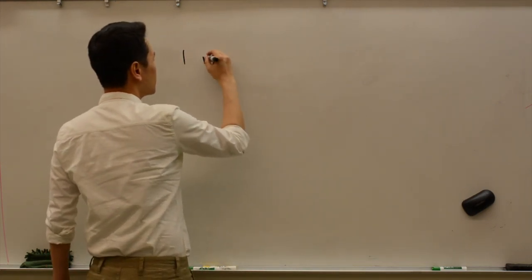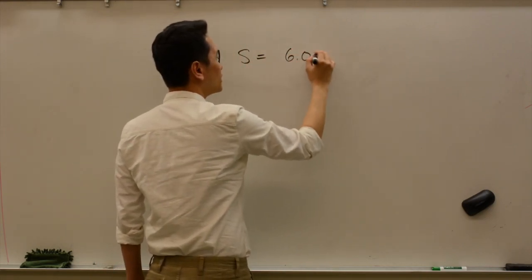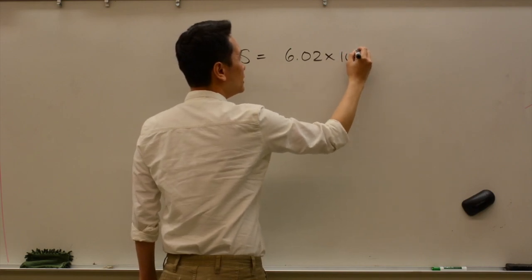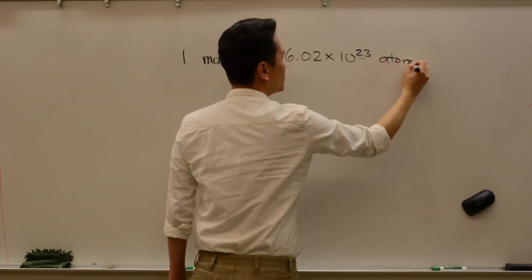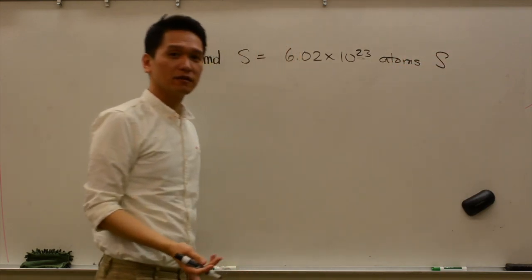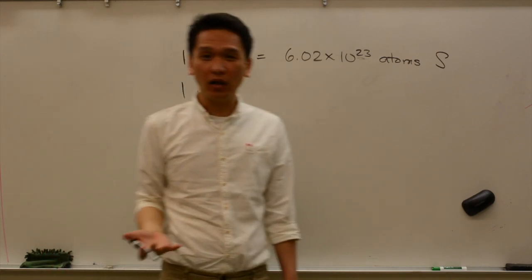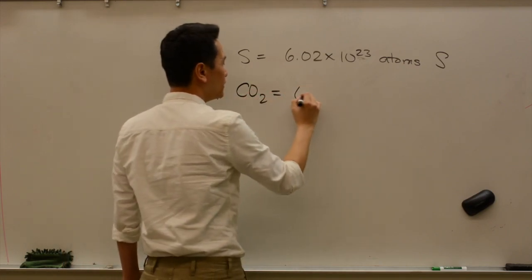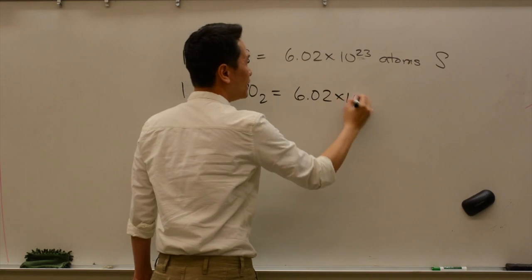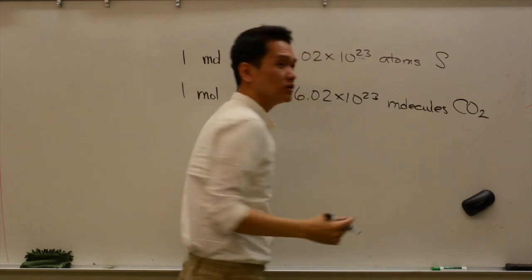So for example, when I say I have a mole of sulfur, if I have a mole of sulfur atoms, that means I have 6.02 times 10 to the 23rd atoms of sulfur, right? Same thing if I say I have a mole of, let's say, a molecule like carbon dioxide, CO2, then I also have 6.02 times 10 to the 23rd molecules of CO2, right?